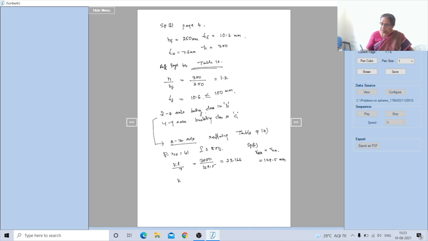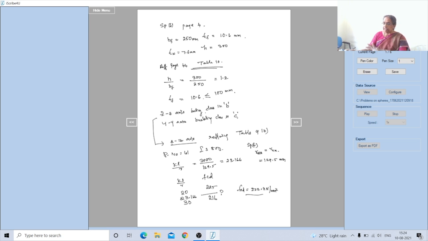23.166. So for KL by R, you have FCD values for yield strength of 250. For 20, check the table, for 20 at 250 it is 225, and for 30 it is 216. I have to calculate for 23.166, what is the value. So interpolate it and get the value of FCD. FCD equal to 222.11, you get when you interpolate and take the values.